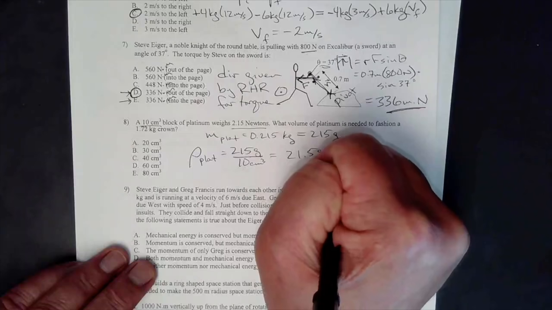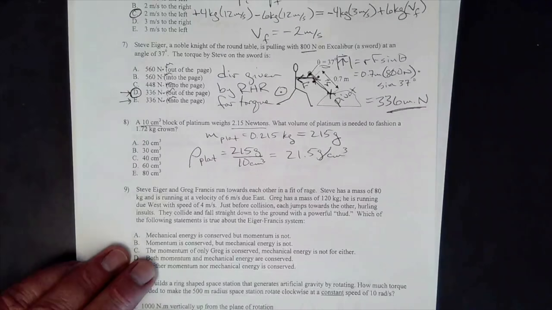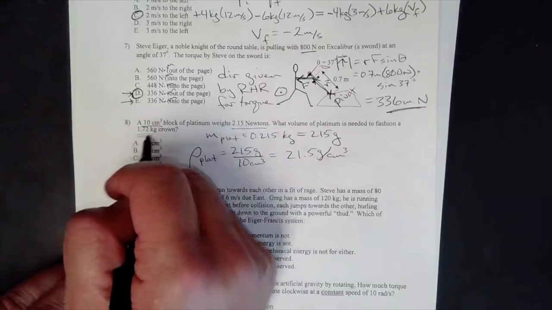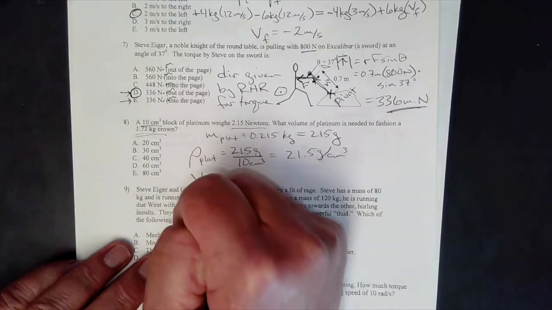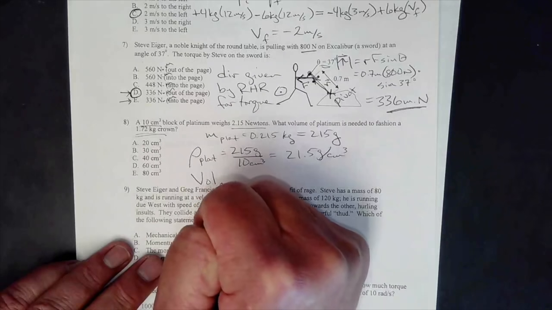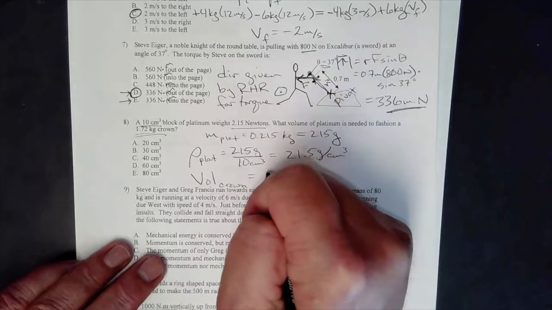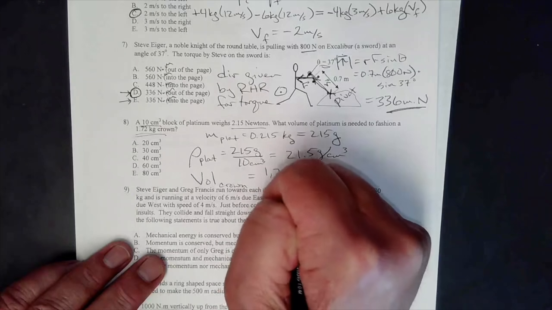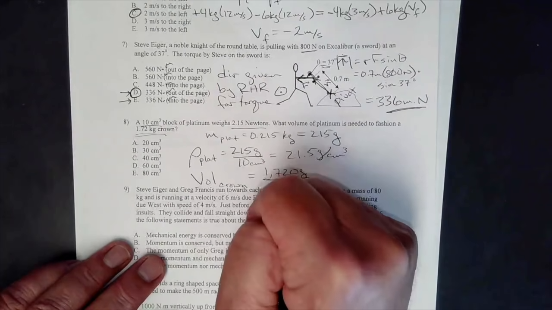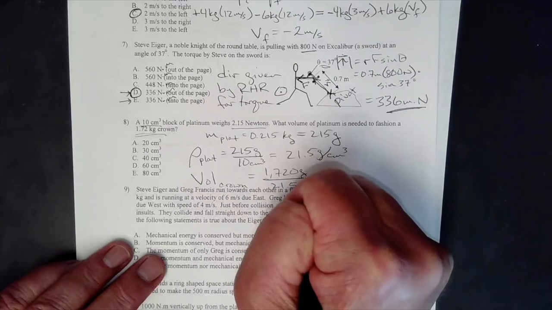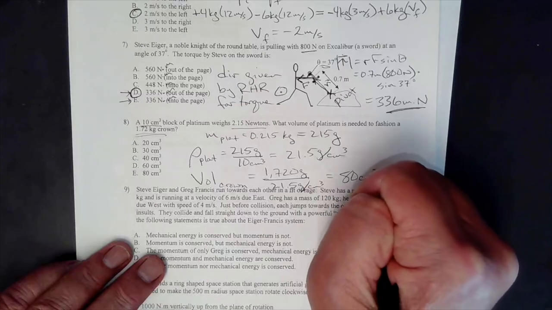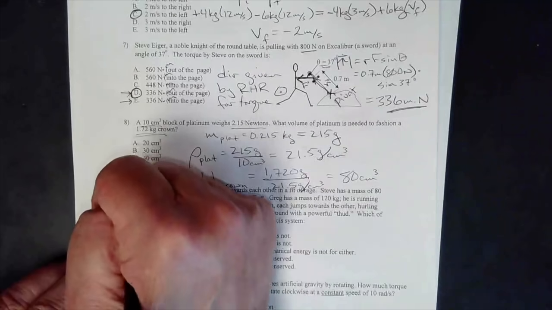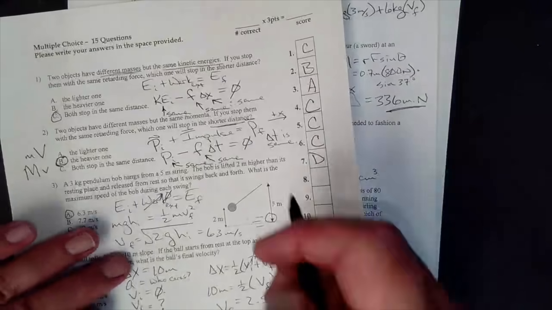Well, now we want to find what volume of platinum is needed to make a crown that's 1.72 kilograms. Well, I can write that the volume of the crown is equal to the mass, which is 1,720 grams, divided by the density of 21.5 grams per centimeter cubed, and that's going to give me 80 centimeters cubed. So the answer here would be E. Okay.